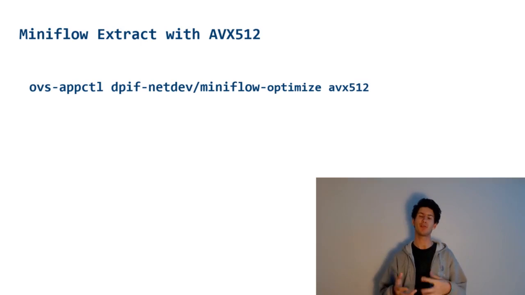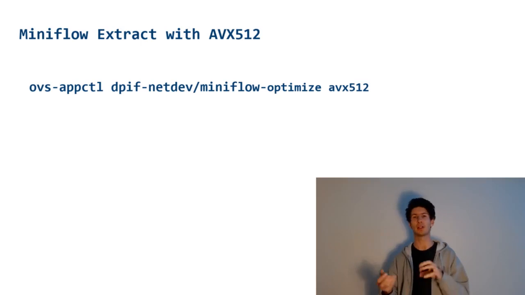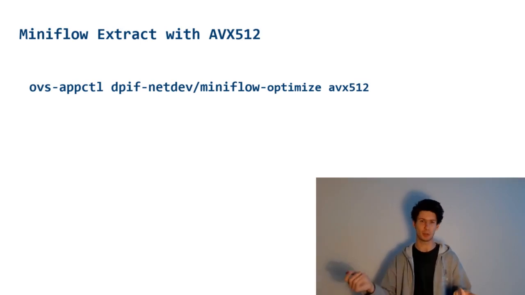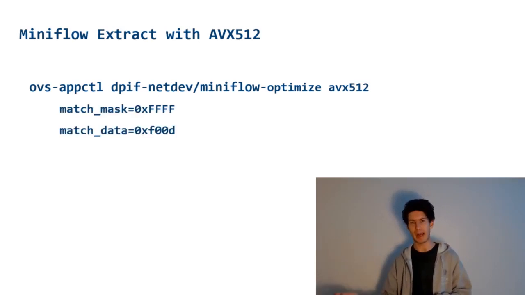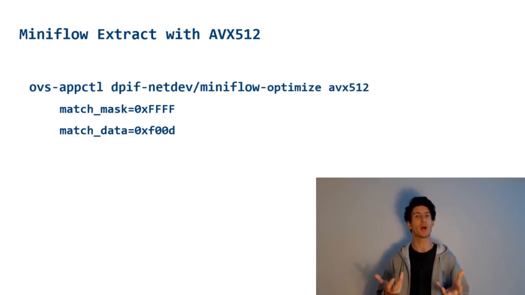Having reviewed how Miniflow Extract with AVX512 actually works, and having understood what these masks, like the value mask and the shuffle mask, are actually used for, let's have a look at what that command looks like to enable such a feature in OVS. Initially, we talked about the command itself, which will be Miniflow optimize, then the name of the implementation, for example, AVX512. After that, there will be a longer string which contains these various masks and data values that are required for this operation in SIMD to occur.